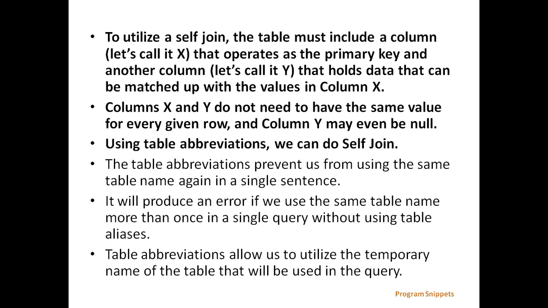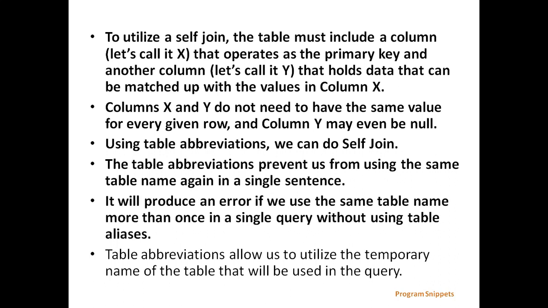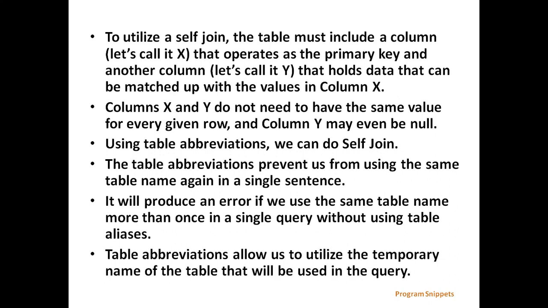Using table abbreviations, we can do a self-join. The table abbreviation prevents us from using the same table name again in a single statement. It will produce an error if we use the same table name more than once in a single query without using table aliases. Table abbreviations allow the user to utilize a temporary name for the table that will be used in the query.